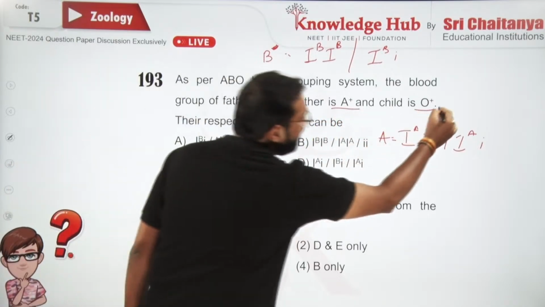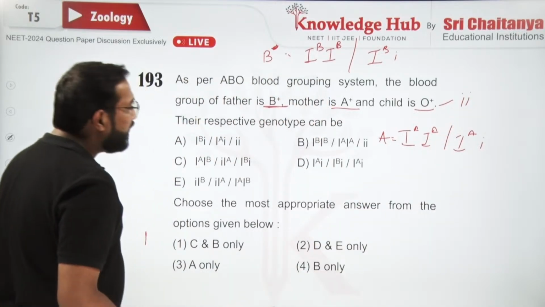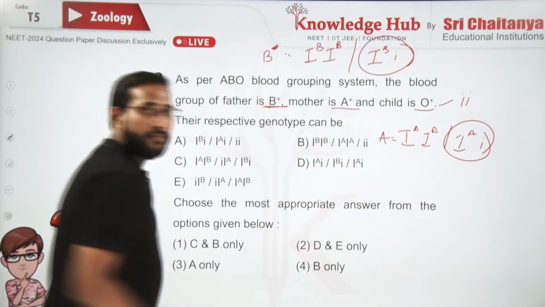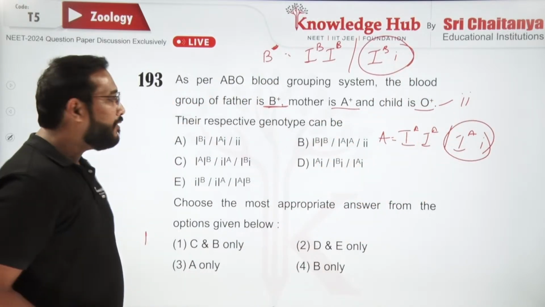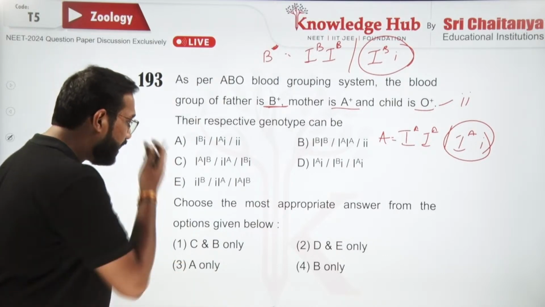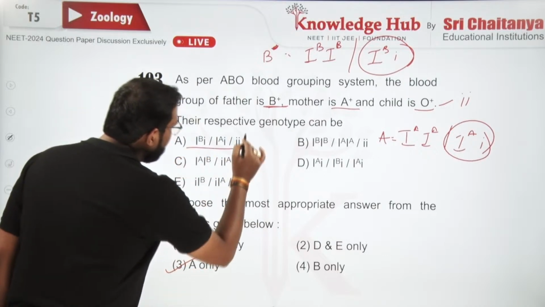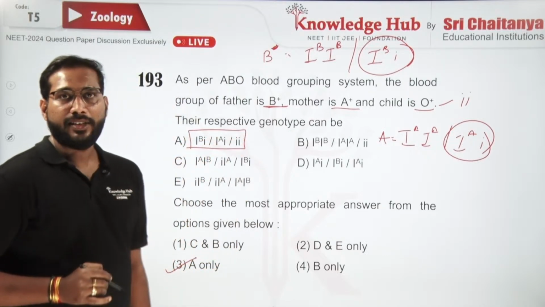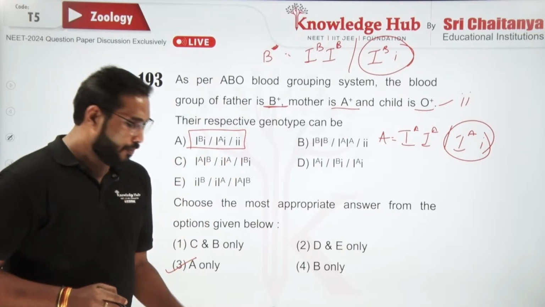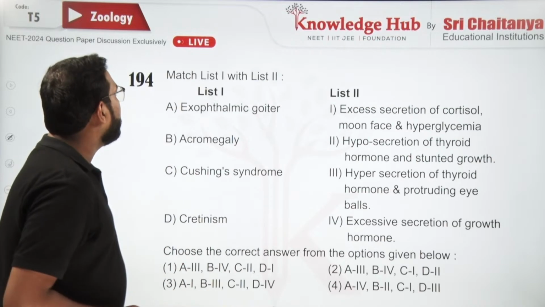Child is O, it means that the child will be small i, right? And if the child is small i, the parents have to be heterozygous. They have to be heterozygous, otherwise it won't lead to an O positive child, right? So hence from here, you can see the answer that only in this scenario the parents should be heterozygous, then only the child will be O blood group, otherwise not. Therefore, we get the answer as 3A only. Moving on to the next question.